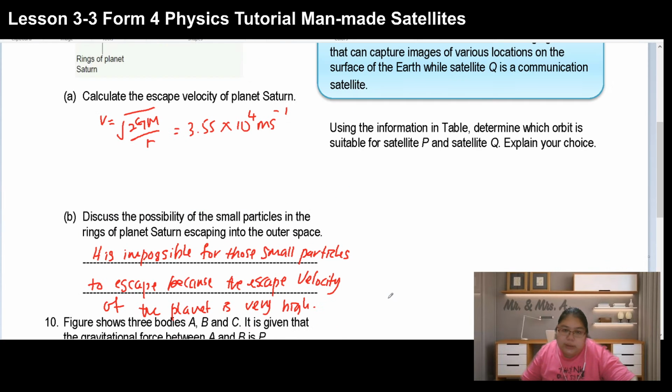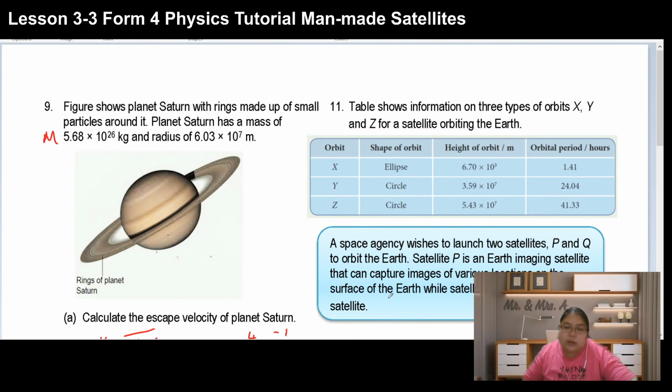Okay, now we're going to see question 11. The table shows the information for 3 types of orbits. There are X, Y, and Z satellites orbiting the Earth. Let's see the shape: we have an ellipse, we have a circle, and the height. Each one is different. The orbital period is also different.